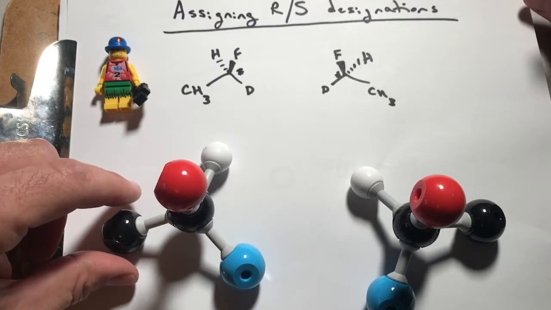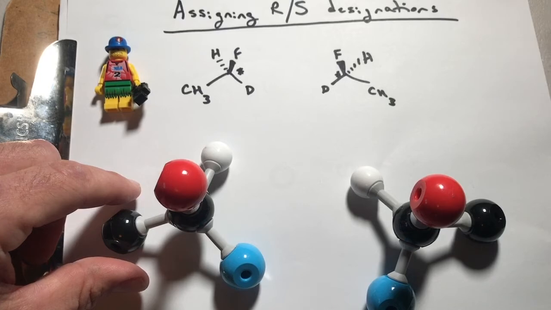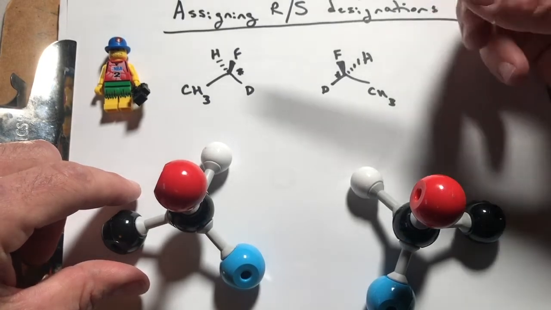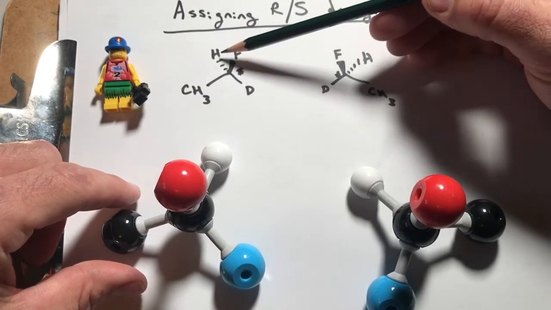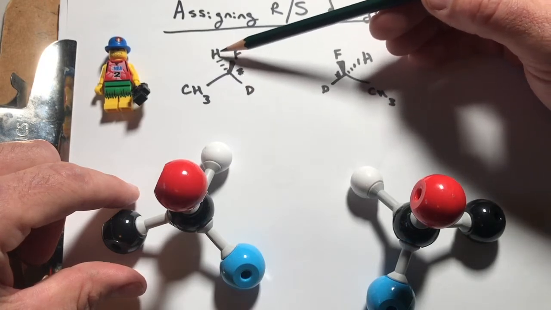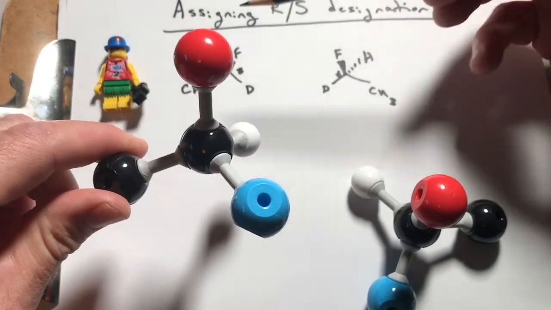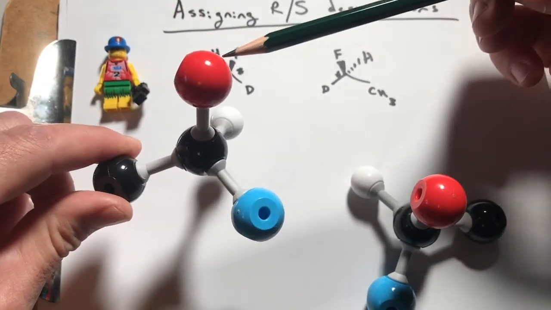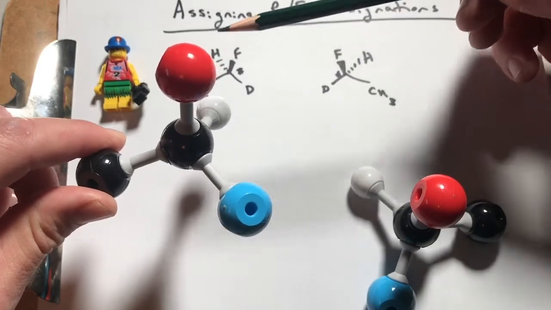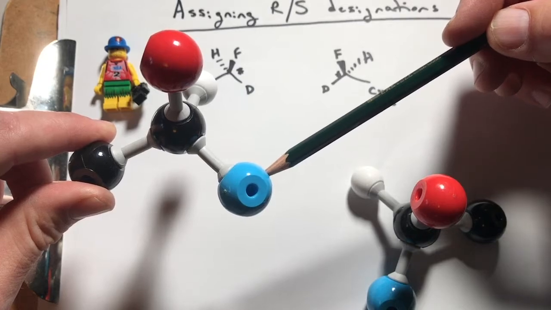One is that when we assign this thing, we always have to orient our lowest priority group behind the plane of the paper. And I'll show you how to assign priorities in just a second, but if you look at that hydrogen, that is the lowest priority, and you'll notice that it is a dashed wedge, right? It's going backwards. So in other words, as we're looking at this structure right here, I've got my fluorine kind of facing towards me, right? That's coming towards me, the solid wedge. The hydrogen's behind. This blue thing is going to represent the deuterium.